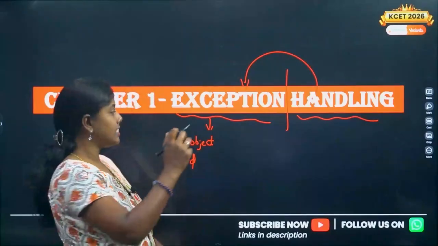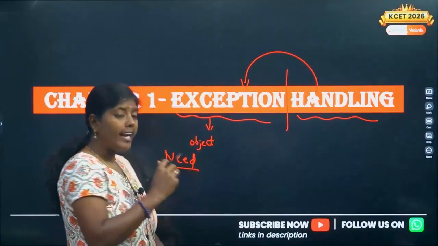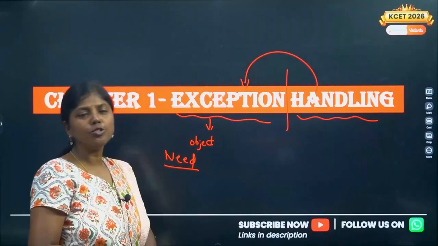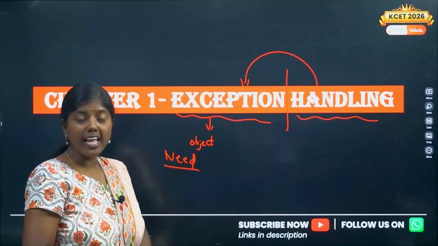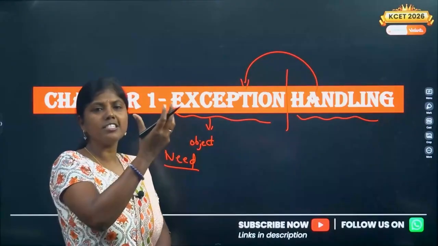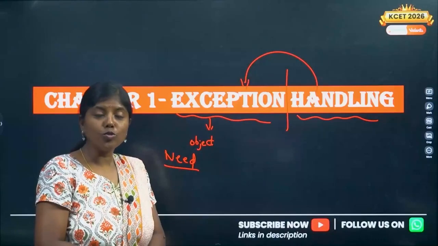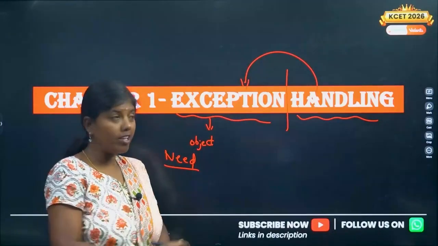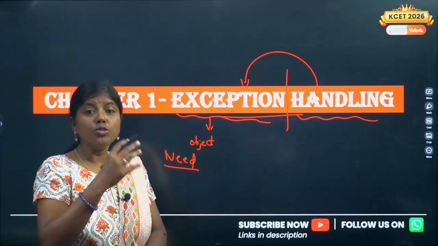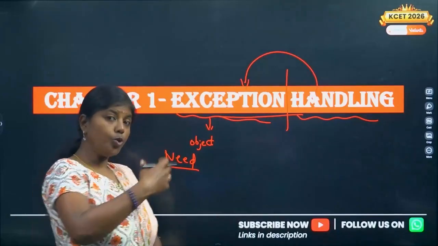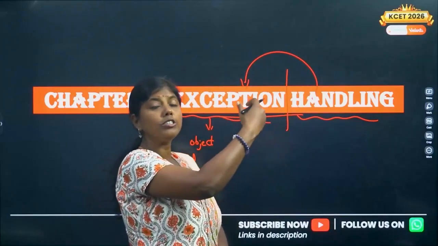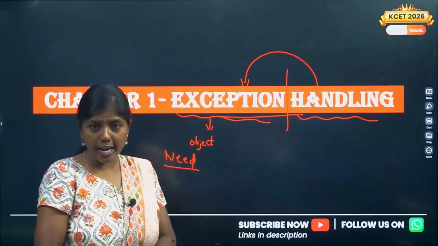So the need of exception handling is basically to have a normal flow of execution, to prevent the program from getting crashed, to increase the program readability, and also it helps in debugging. That's why we have to study this chapter called exception handling. So now we have learned what an exception is. Handling the errors that occur during the execution of the program is called exception handling.